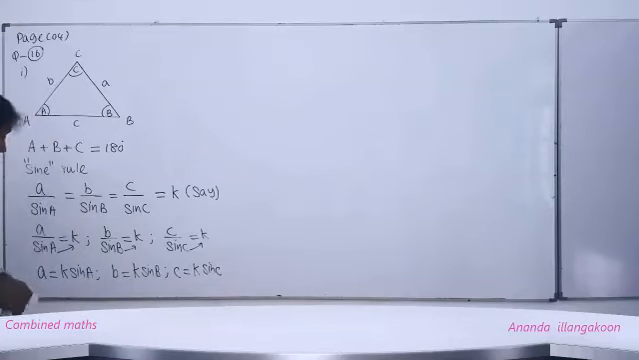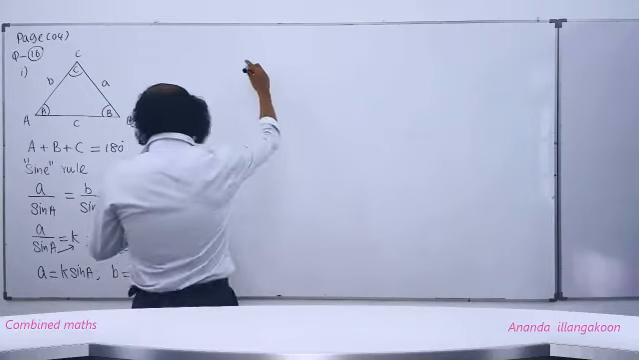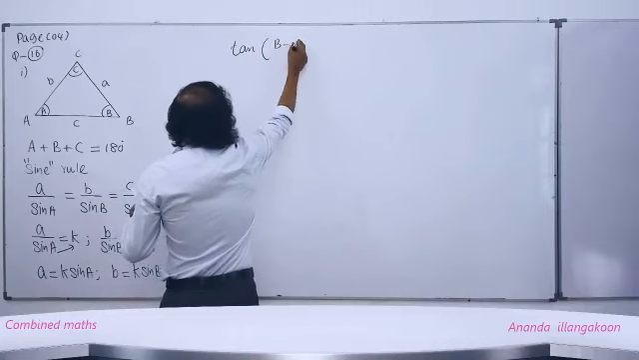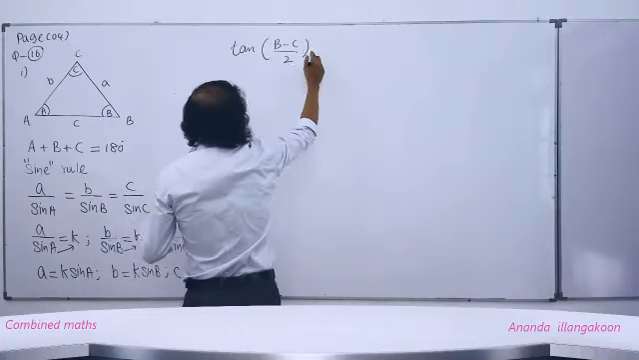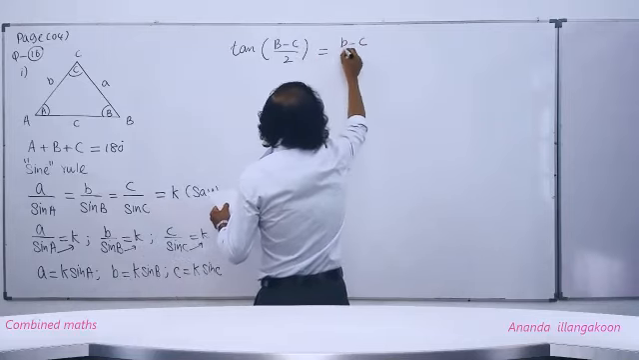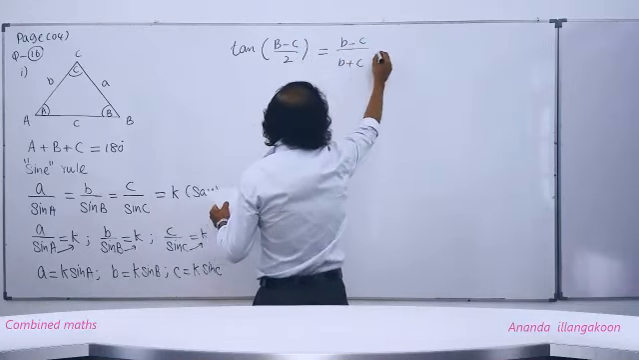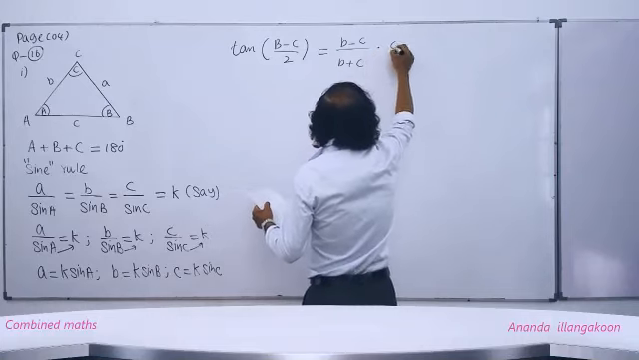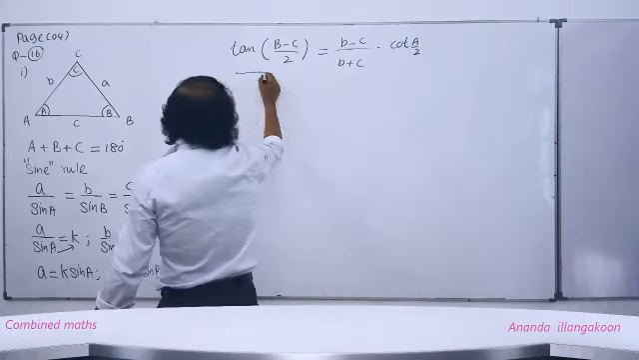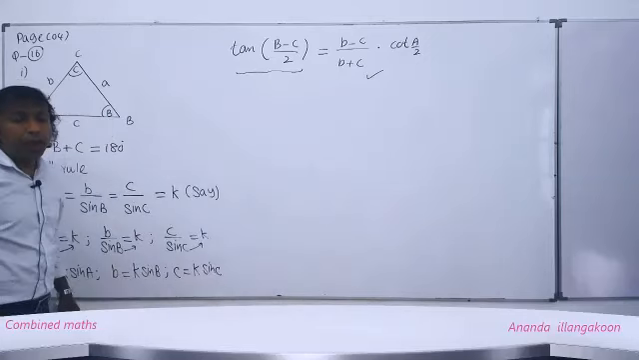Right now, people, the first question I will take is this. We are given to prove tan of (B minus C) by 2 is equal to (sin B minus sin C) divided by (sin B plus sin C) into cot A by 2. We are told this left hand side is equal to the right hand side. That's what we have to prove.